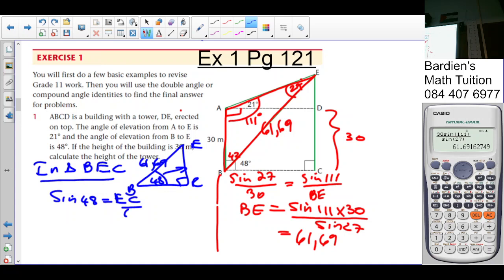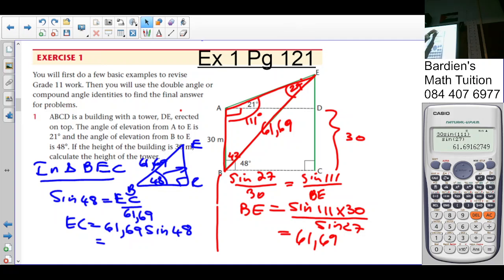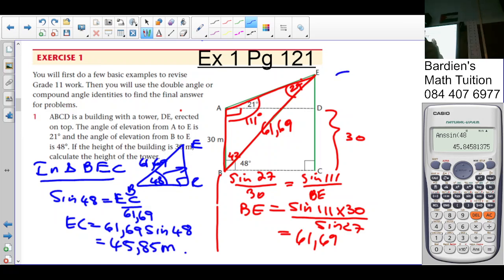over 61,69. So EC, cross multiply, is going to be 61,69 sine of 48. Put that in the calculator. 61.69 was the last answer calculated. So it's answer times sine 48. That gives you 45,85 meters.